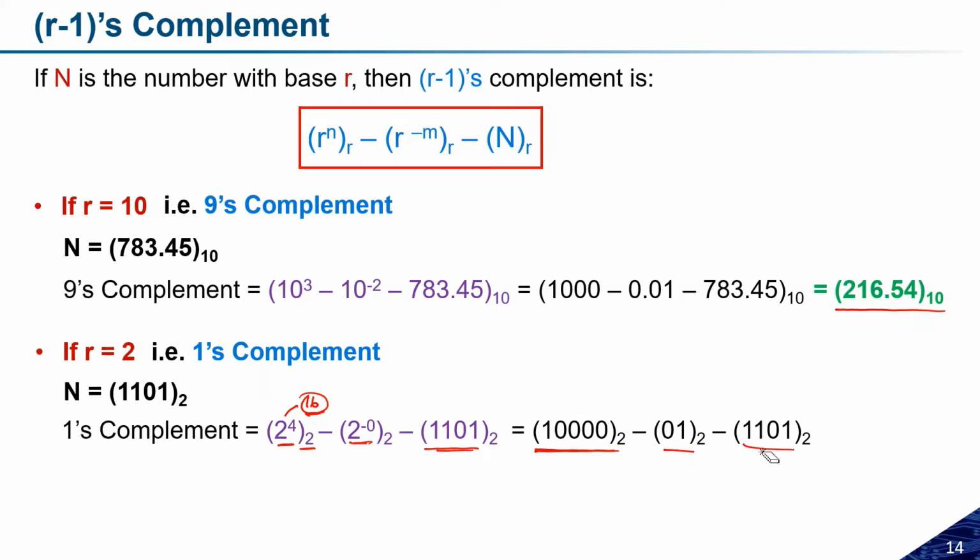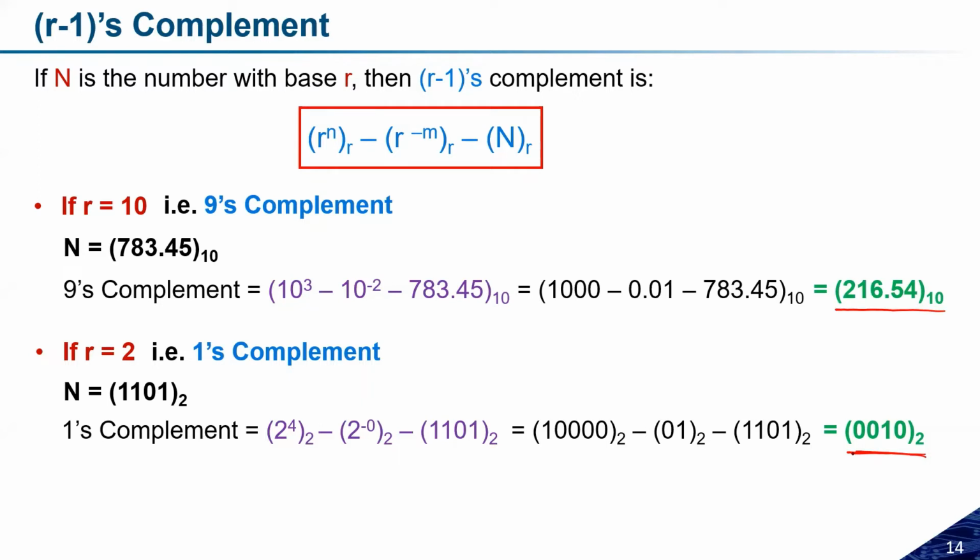So we have to do the subtraction operation of all these things. We have to subtract all of them and we will get some number, something like 0010. You can do it all at home and you will get the answer. This is how we can calculate the (r-1)'s complement of any number in any base.